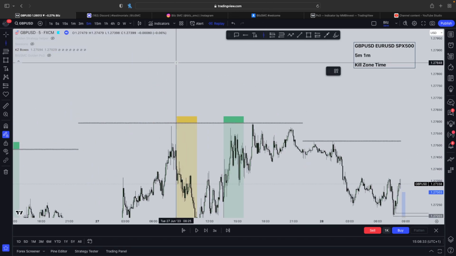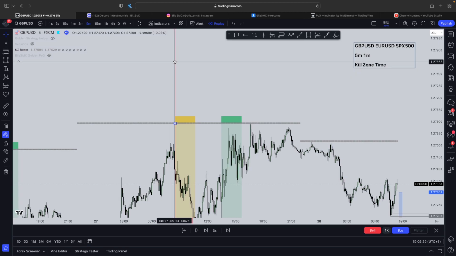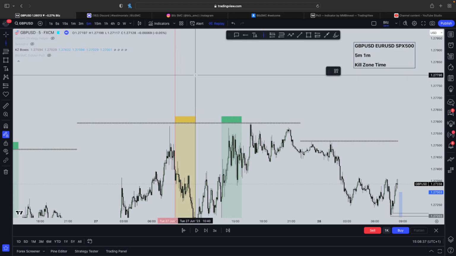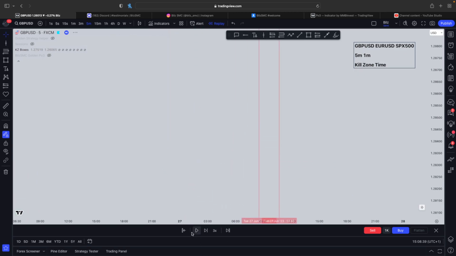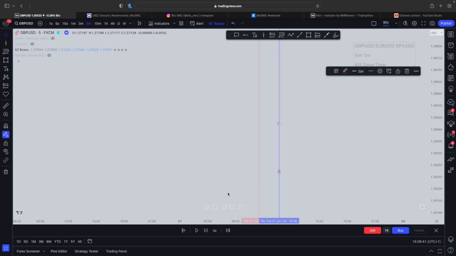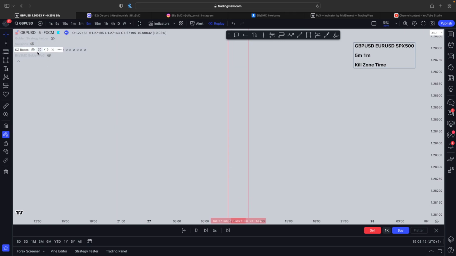Okay, so let me just go on this kill zone time right here and show you a drawing example of how the strategy works right here, right now. Okay, so anyway, what we're going to do is we're also going to use an indicator. Again, I've talked about this indicator before. However, I've never gone through it straight step by step, like how to use this strategy with it.